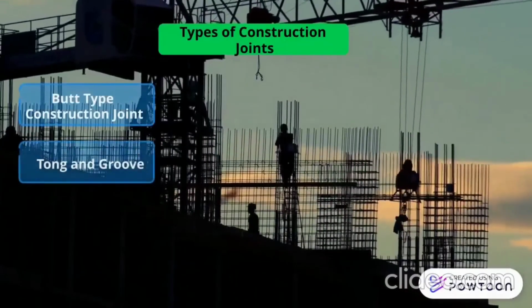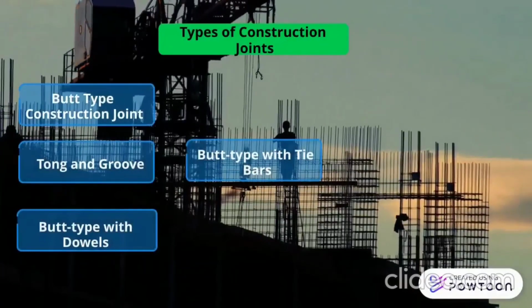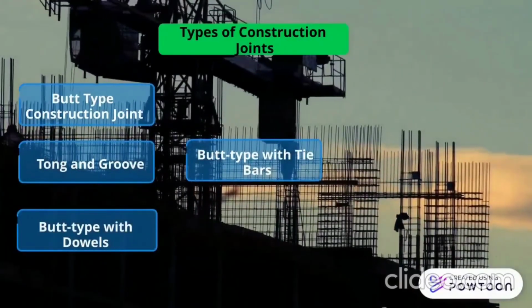Types of construction joints: butt type construction joint, tongue and groove, butt type with dowels and butt type with tie bars.